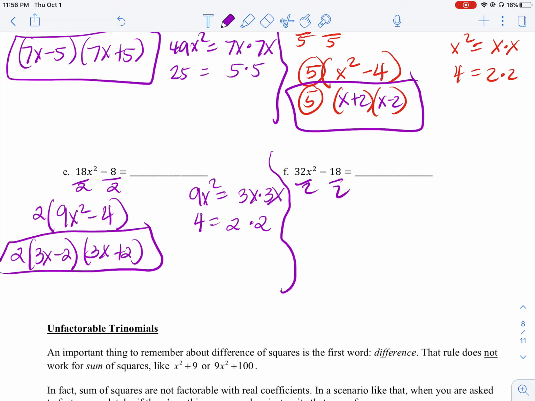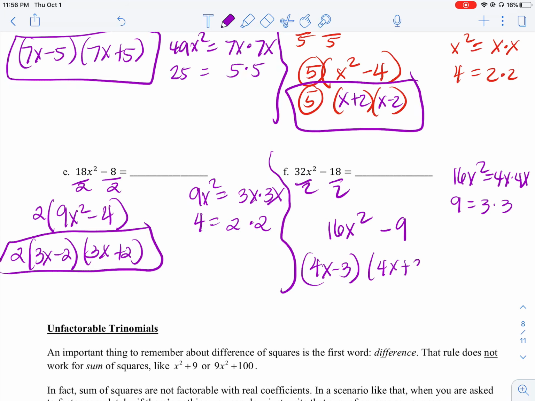Okay, 32 and 18, they have 2 in common. So we have 32 divided by 2, we have 16x squared minus 9, isn't it? So 16x squared is 4x times 4x. 9 is 3 times 3. So let's say 4x minus 3, 4x plus 3. And don't forget to put our little friend positive 2 in there. So 2 times 4x minus 3 times 4x plus 3.